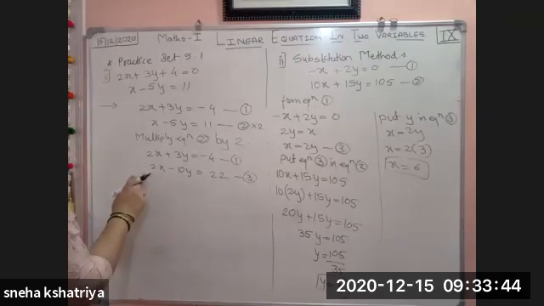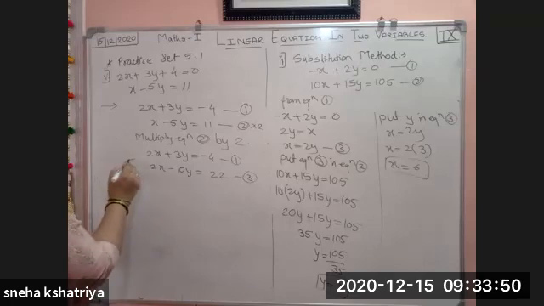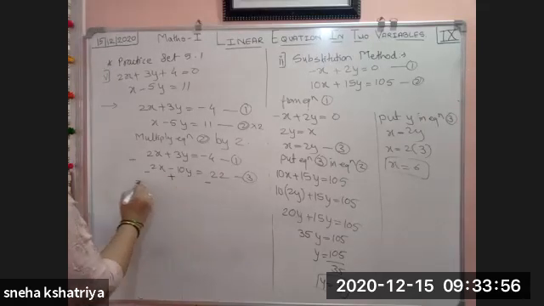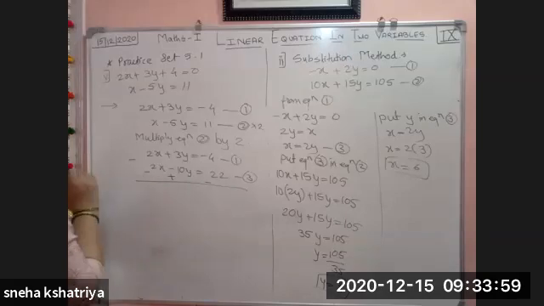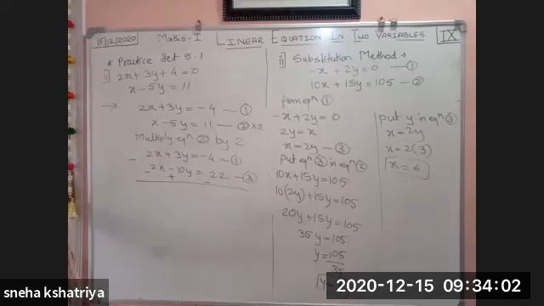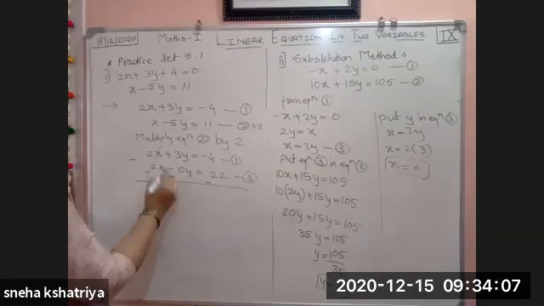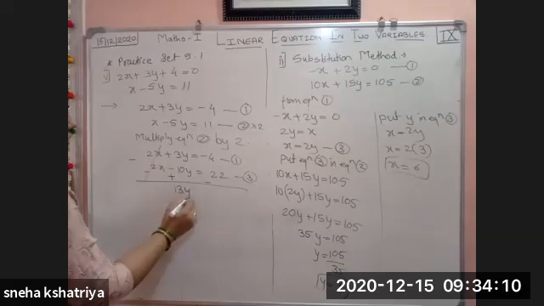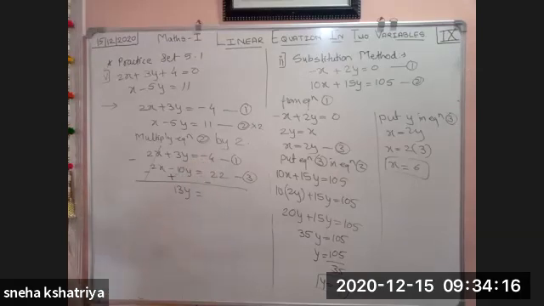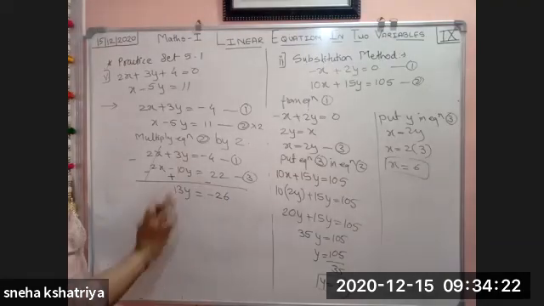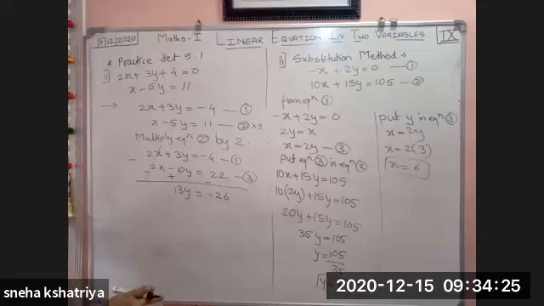Now see here, 2x are there, but they are having same sign, but we need opposite sign. For opposite sign we have to take the subtraction. So take here minus, this minus will become plus, and this plus will become again minus. You have to consider the below sign, not this sign. So 2x and 2x get cancelled. 3y plus 10y becomes 13y, which is equal to minus, and 22 plus 4, that is 26. So this will become minus 26.